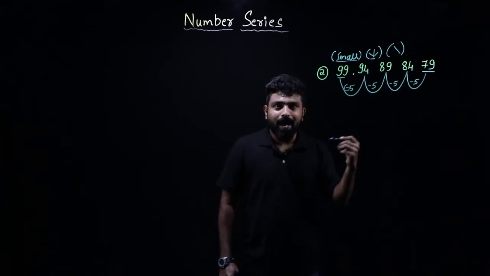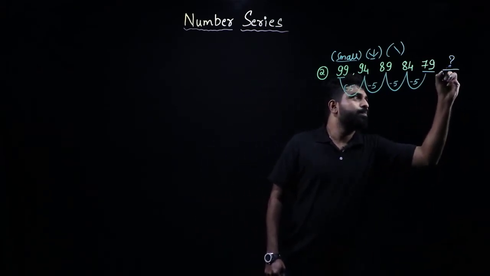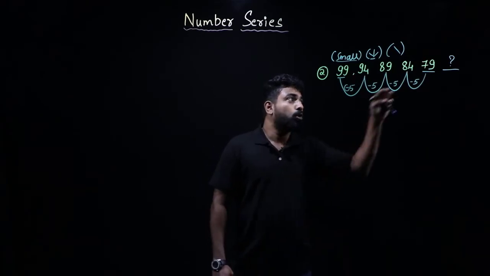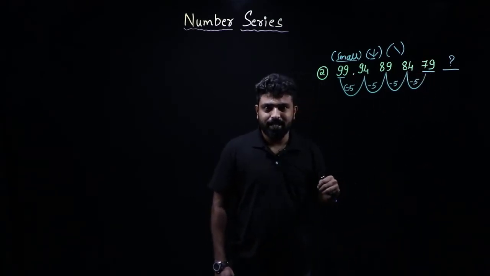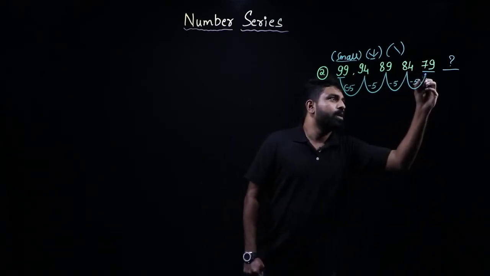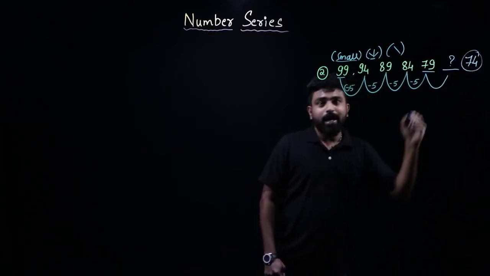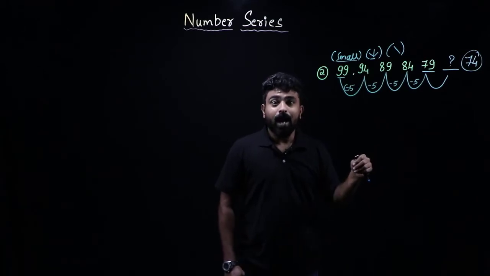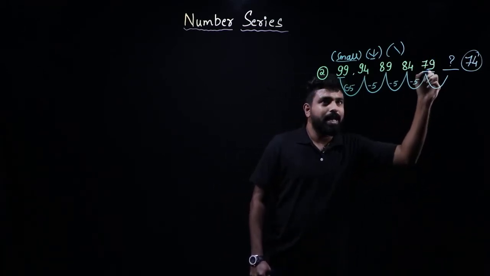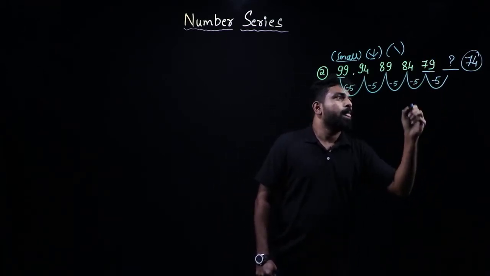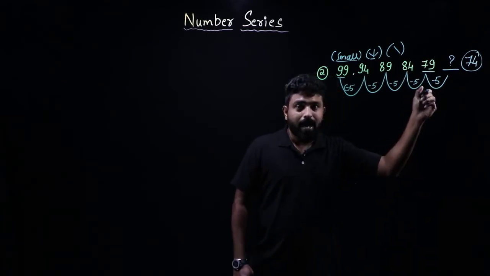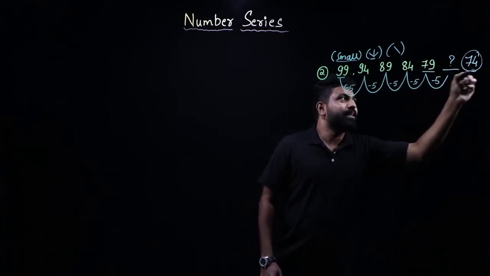So what if I ask you, what would be the next term here? If my question is like this, what would be the next term after 79 in this series? The next term would be 74. How did I tell you the next term is 74? I did nothing but subtract 5 from 79. So if I subtract 5 from 79, I get my final answer, which is 74.